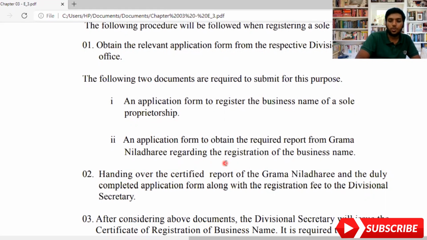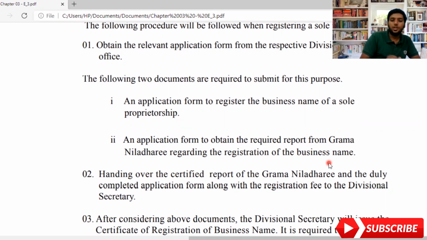An application form to obtain the required report from Grama Niladari regarding the registration of business name. When you register the business, the Grama Niladari near your house will come to the place and they will see that this land is yours and they will confirm it. If the land is not yours, you can get a no objection letter from the owner of the premises, and you can run the business.